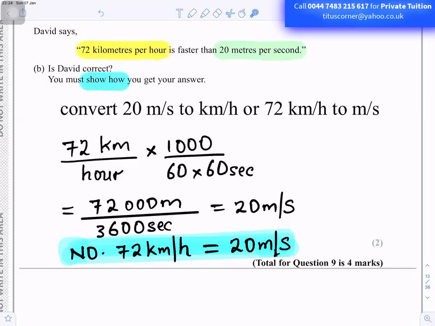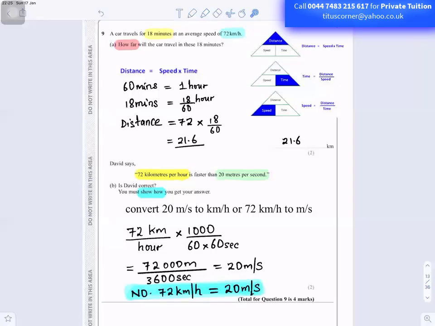So is David correct? The answer is no. 72 kilometers per hour is the same as 20 meters per second. So they are both the same. So David is not correct. So that's the complete answer for question number 9: 21.6 kilometers for part A, and the answer is no for part B.